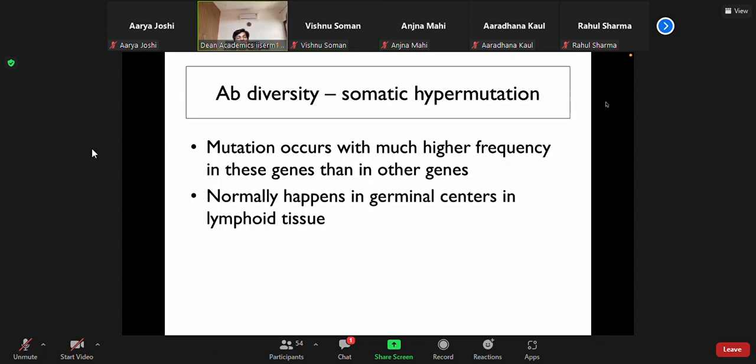All right. Somatic hypermutation. So this is one of the processes that remains to be discussed. Basically, mutations occur at a much higher frequency in these genes than other genes. These genes are the ones responsible for encoding your BCR or TCR. And obviously, somatic hypermutation occurs when antigen is seen by these cells.